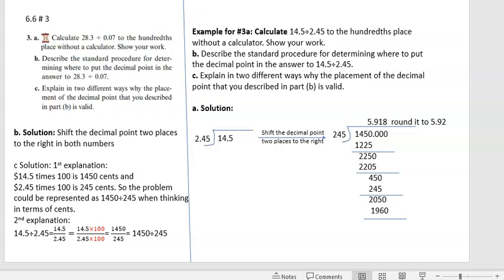Section 6.6, homework problem number 3. So first we're going to use the standard algorithm to divide these two decimals.